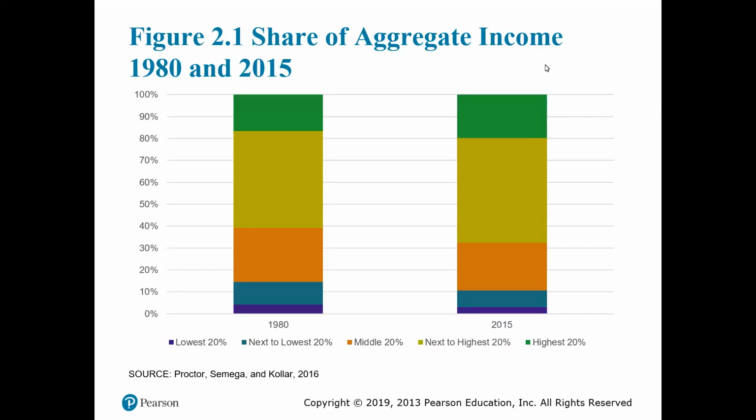This figure here looks at the share of aggregate income in 1980 versus 2015. As you can see, that middle 20% is shrinking, so is the next to lowest 20% and the lowest 20%. But what we've seen an increase in is the next to highest 20% and the highest 20%. So these are people who continue to be impacted with their aggregate incomes.